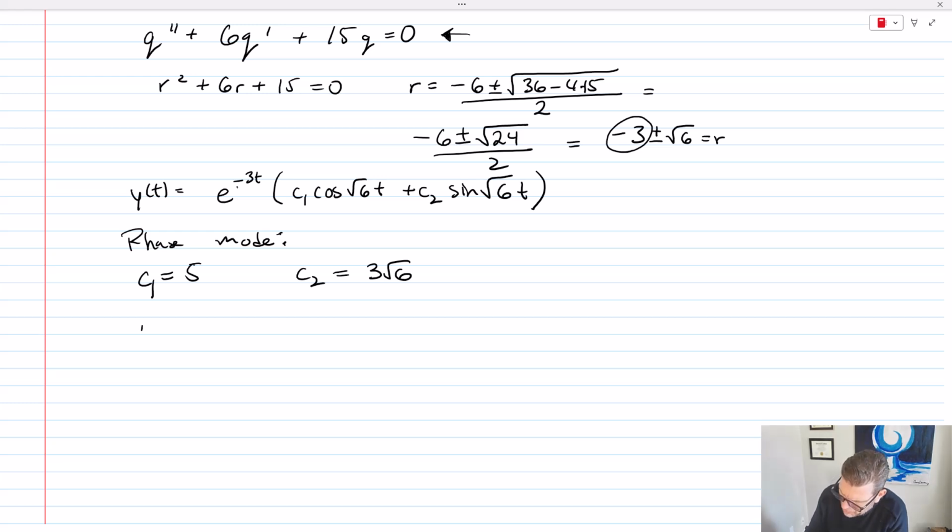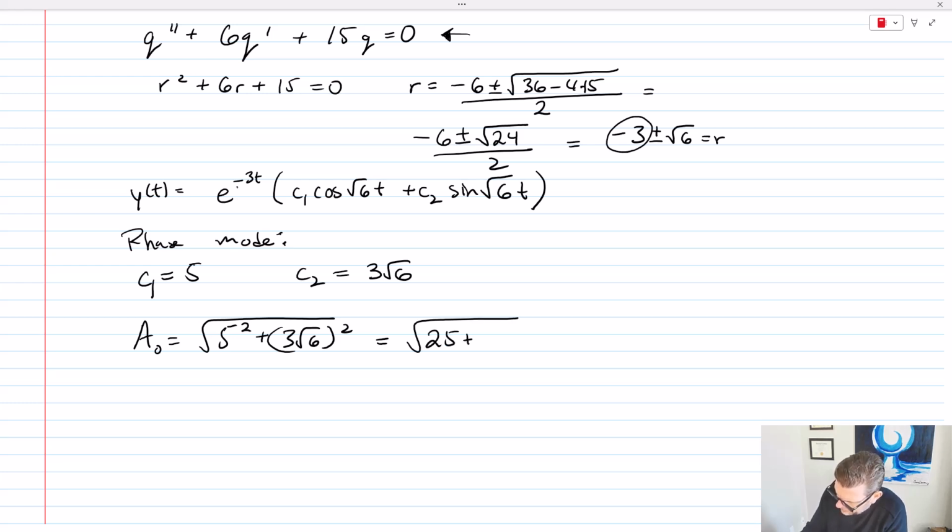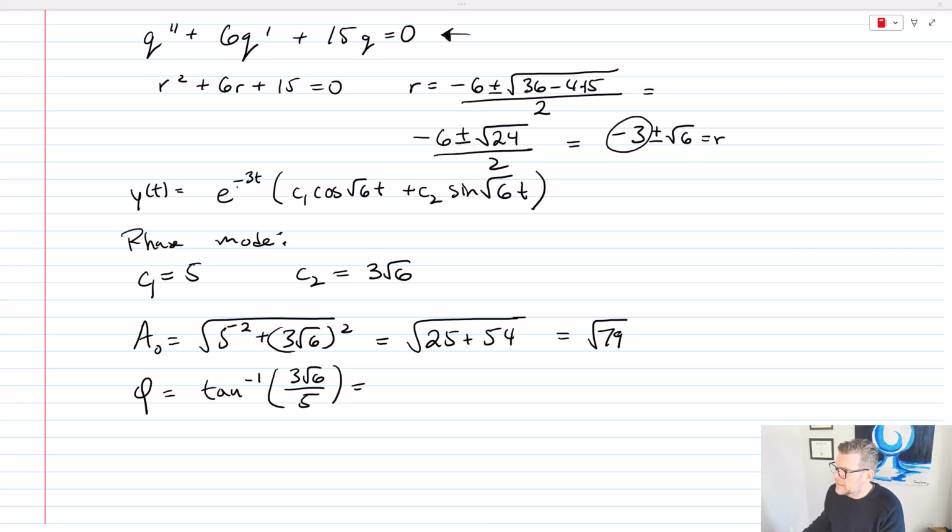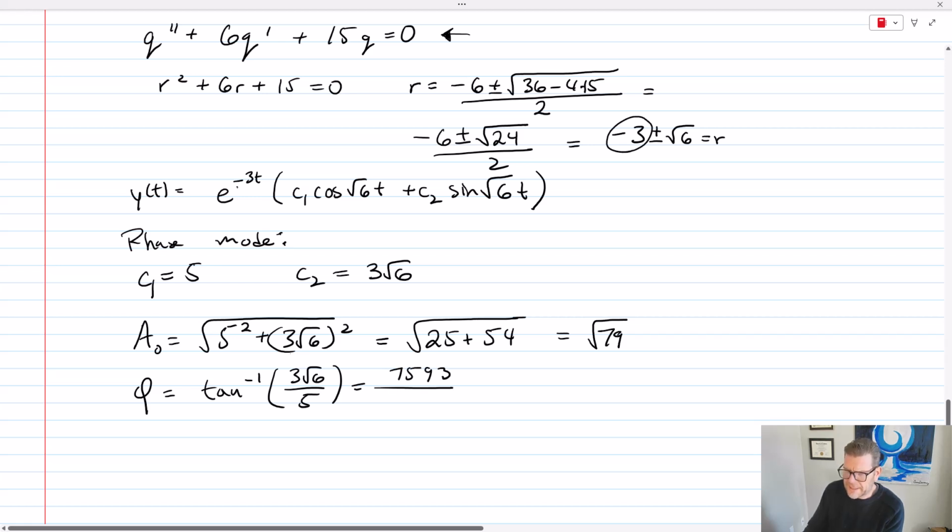Consequently, A naught is going to end up equaling the square root of 5 squared plus 3 root 6 squared. That's the square root of 25 plus 54, which equals the square root of 79. Our phi is going to end up equaling tangent inverse of 3 root 6 divided by 5, and that ends up equaling 7,593 divided by 7,801. So there's your phase shift.